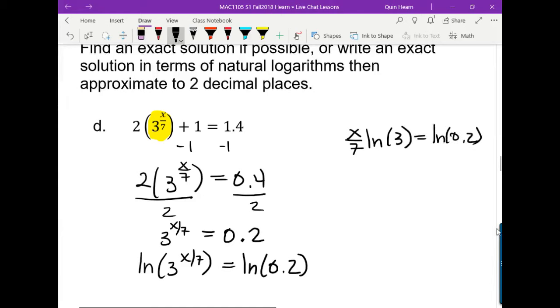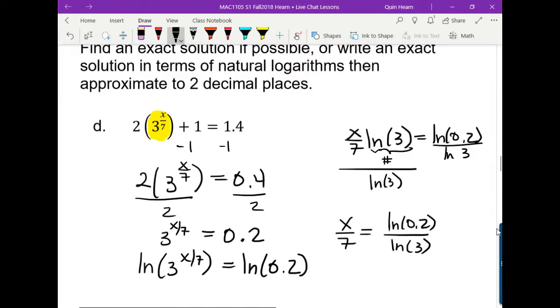Remember, the natural log of 3 and the natural log of 0.2, these are just numbers. They look weird, but there's no variable in them. So this is a number. So we're just going to divide both sides by that number. Okay, so that's going to give us x over 7 equals natural log of 0.2 over the natural log of 3. And then we still need to multiply by 7 to get x completely by itself.